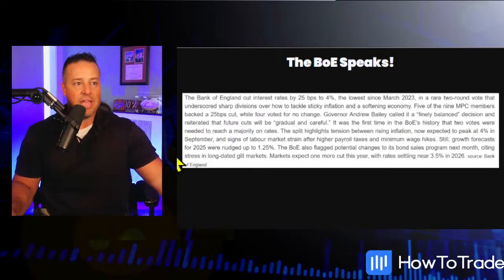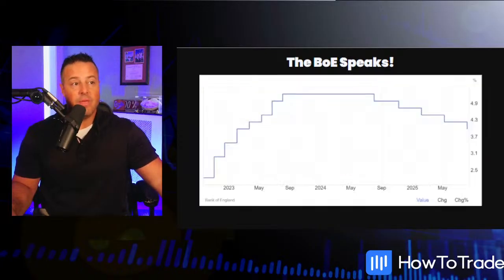Right here, here's a good look at it. The Bank of England cut interest rates by 25 basis points to 4%, the lowest since 2023, in a rare 2-round vote that underscored sharp divisions over how to tackle sticky inflation and a softening economy. A 2-rounder. So I wonder who folded at the end. Who was the tiebreaker? Did they flip a coin to decide whether to cut or not? That's the message to take out of this. Extremely hawkish. The BOE is still very worried about inflation and what's going to happen to the British economy. We'll just have to wait and see. A lot of that has to do with tariffs.